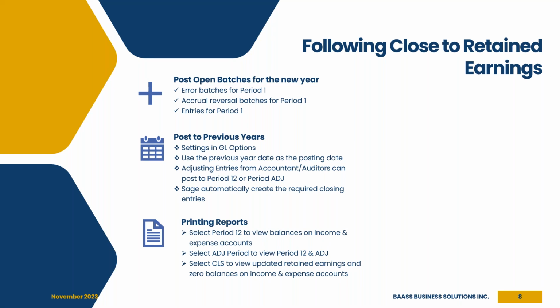So following the retained earnings, we can post our batches into period 1 in the GL. So post all your error batches. And if you had automatic reversals on your accrual batches, those would also have created an error batch for you. So you want to post those into period 1. And now you can post your journal entries into period 1 as well.